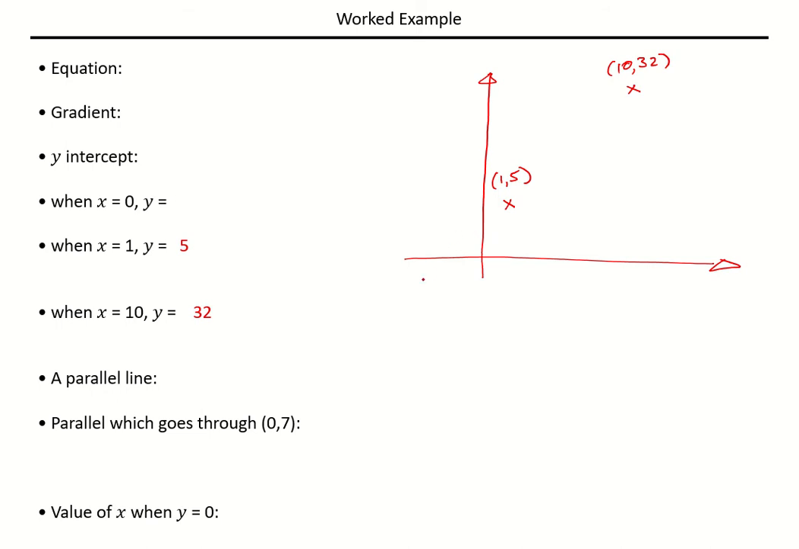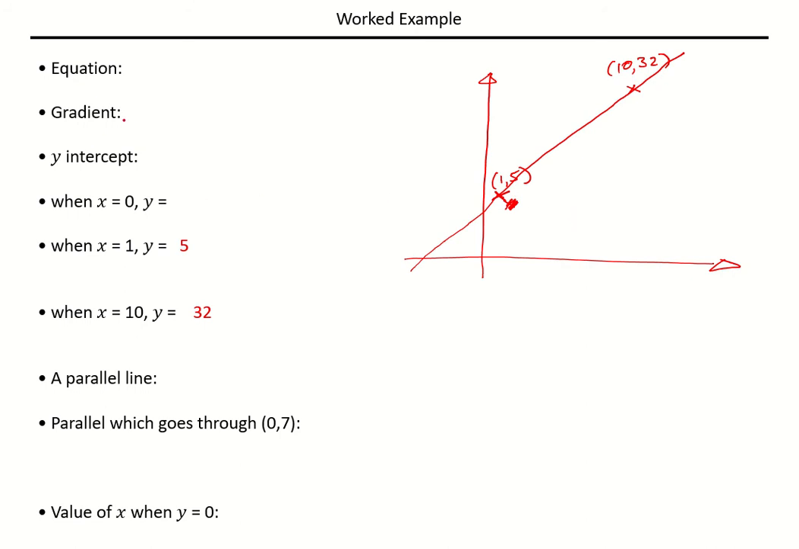How are we going to get all the necessary... That was nowhere near. 1, 5 is now there. How are we going to get all of the necessary bits of information from these 2 points?